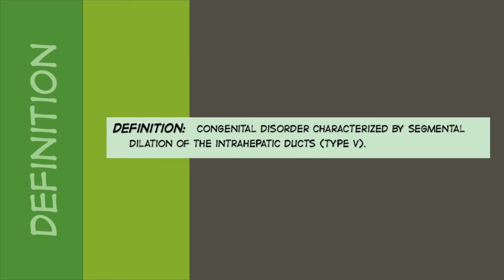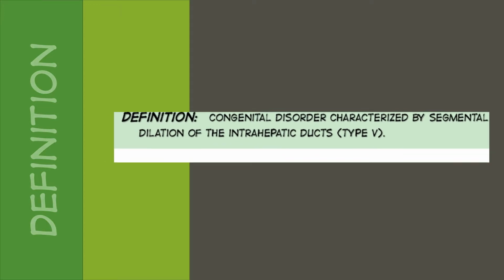As I mentioned, Caroli's disease is a form of choledochal cyst. It is the 5th type, and what we typically see are segmental dilations of the intrahepatic ducts. So it looks like little cysts, little bubbles all throughout the liver, and those are cysts of the intrahepatic ducts.